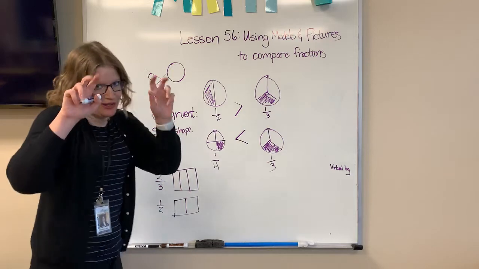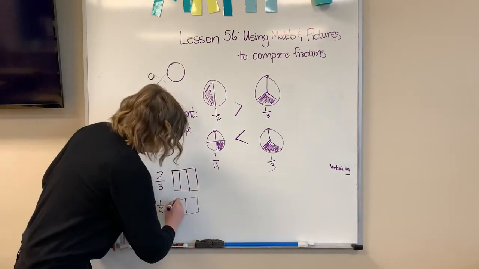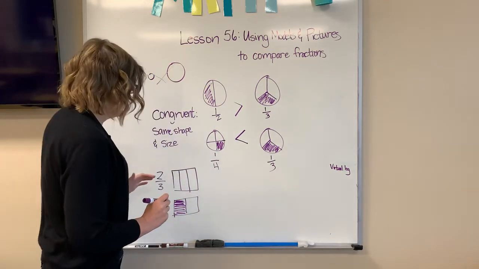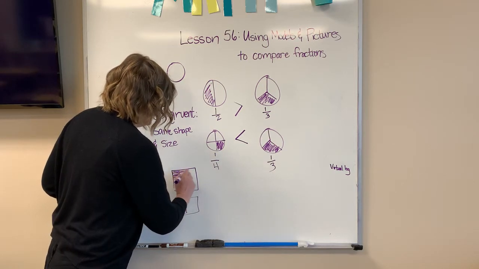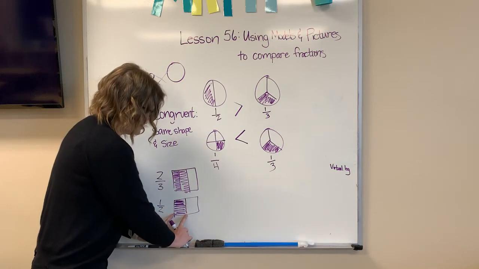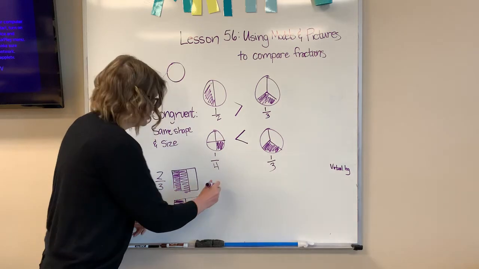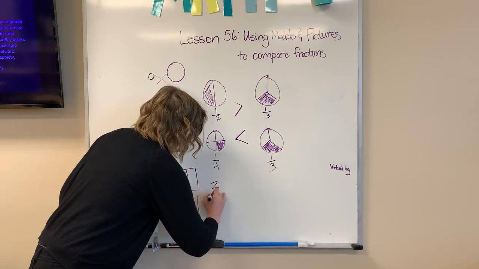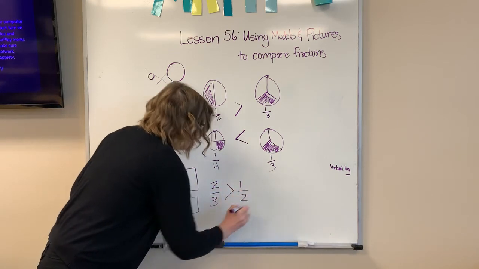These are congruent, okay? Think of them as the same size. And we're gonna color this in. And this is gonna give us an idea of, so this is our half. This is significantly more, this is 2/3. So based on our drawing, we can see that 2/3 is greater than 1/2.